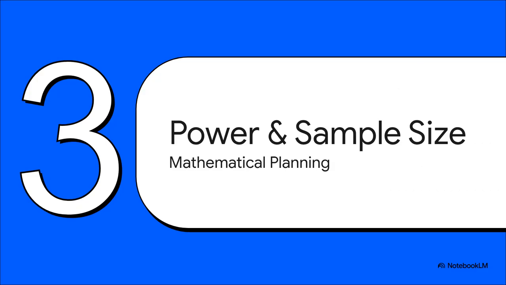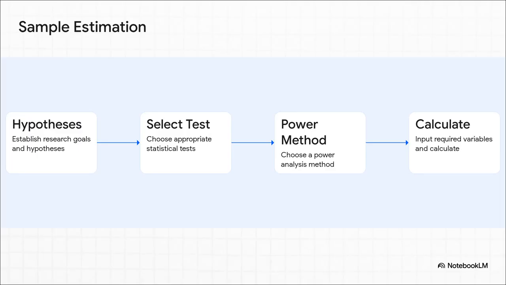Which brings us to Section 3, Power and Sample Size. Because the dangers of those statistical errors are so high, avoiding them requires some serious mathematical planning. Actually, strict reporting standards like the CONSORT checklist demand that researchers prove this exact math in their published papers. Finding the perfect number of patients to enroll isn't guesswork. It's a concrete step-by-step software workflow.